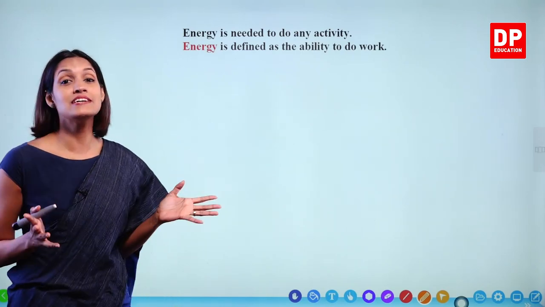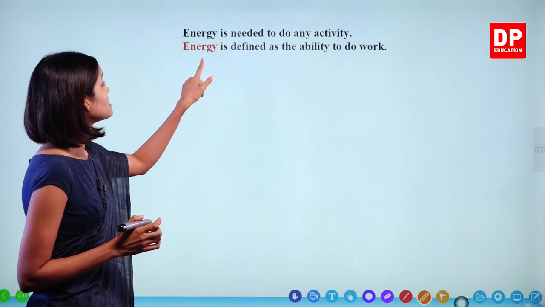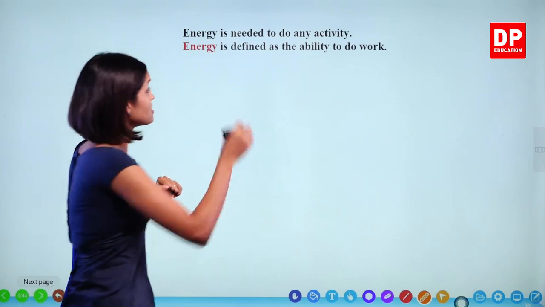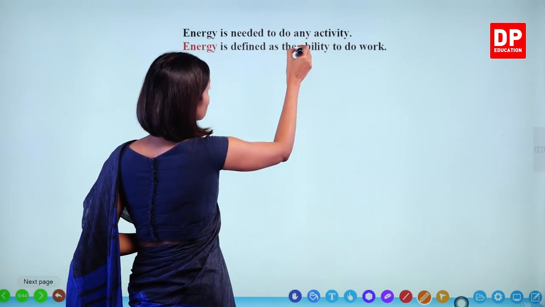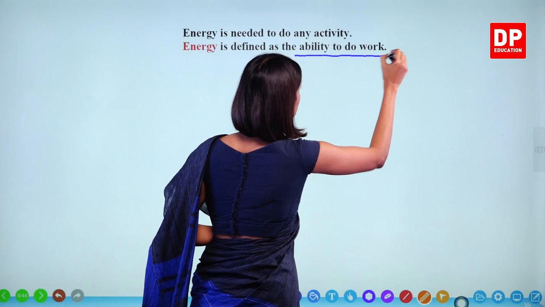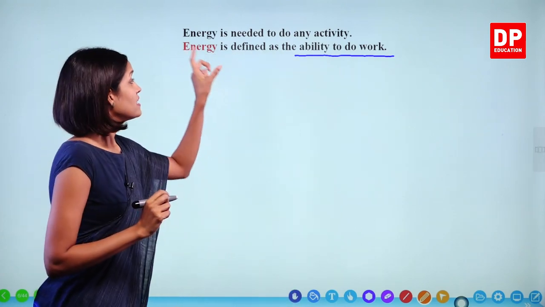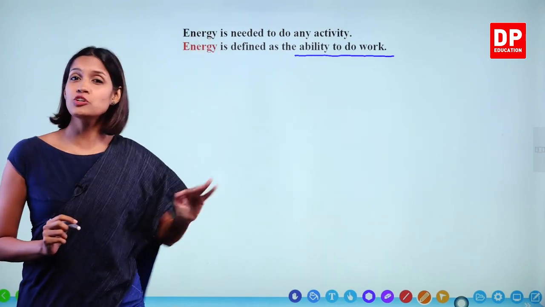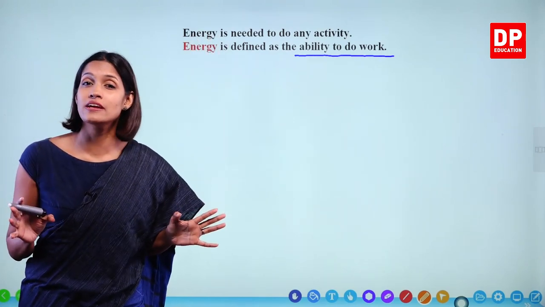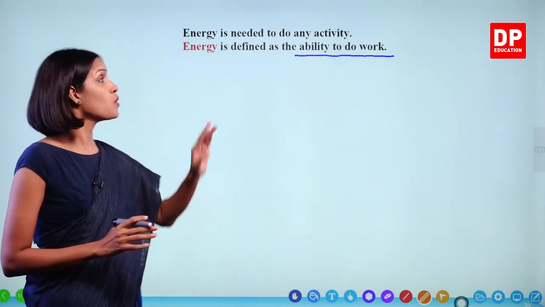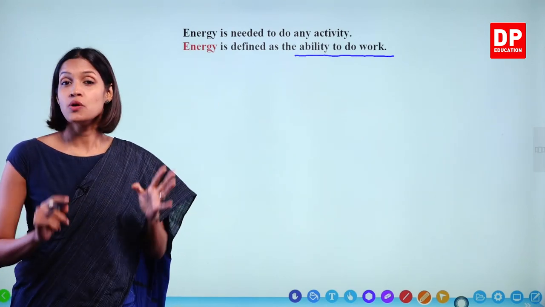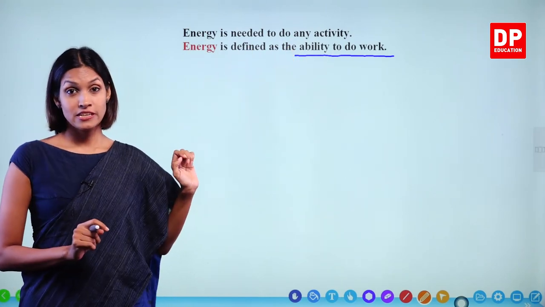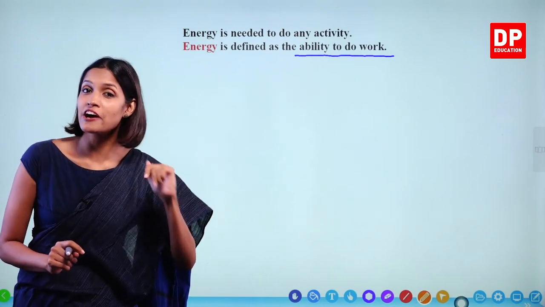So what is this energy? Let's go through this. Energy is defined as the ability to do work. Right? This is very important. Energy is defined as the ability to do work, right? But do you need to do any type of work? As I mentioned, without energy, can you do any of these activities? You cannot engage in any activity, any work without energy. Therefore, we can define energy as the ability to do work. If you can do work, it means you have energy.